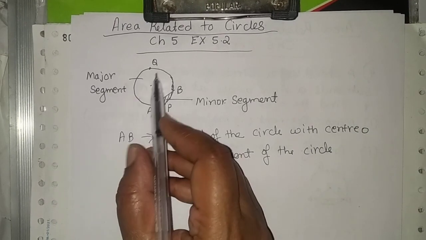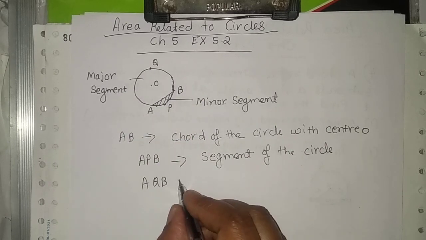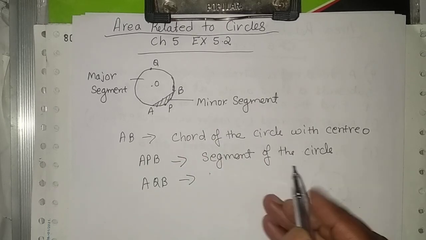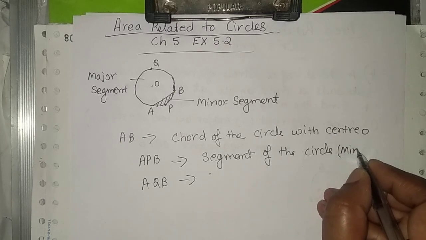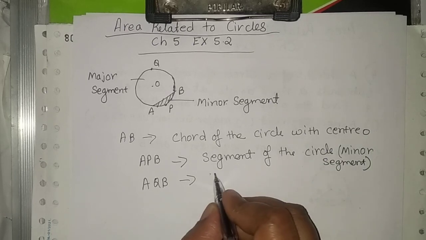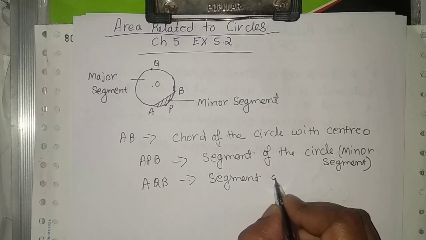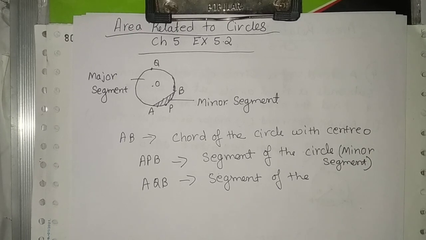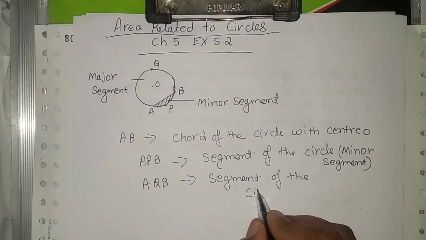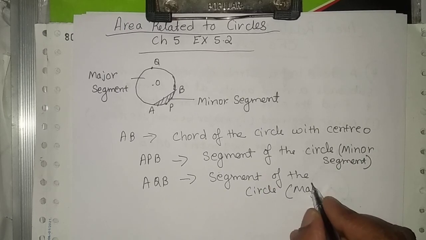So next one, again we have AQB. AQB is called another segment. We can write it as a segment of the circle. Here we can write it as minor segment. Here another segment is also a segment of the circle, and we can write it as major segment.